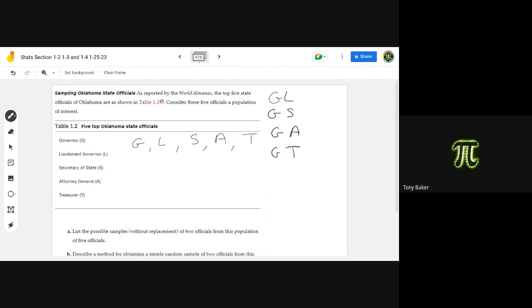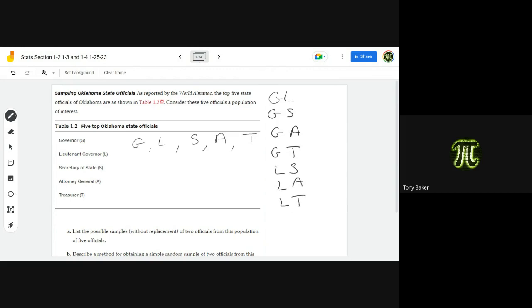Now we move over to the next letter. So if we're talking about dice, we'd start off with the ones, do all the ones. Then we move over to the twos. Now, do I have to do LG? No, because that's the same as GL, right? So I can start off with LS, LA, and LT.